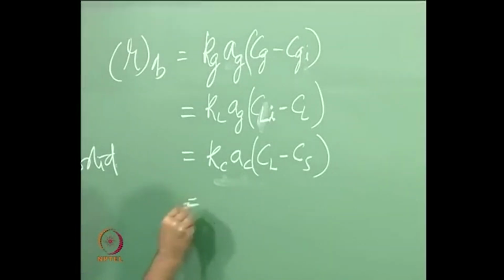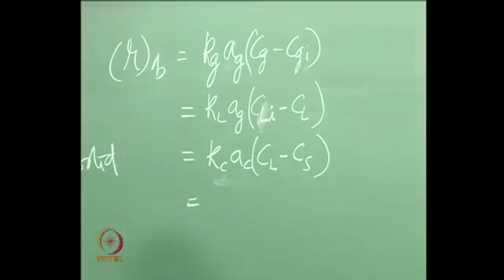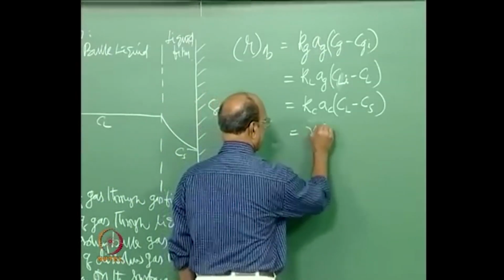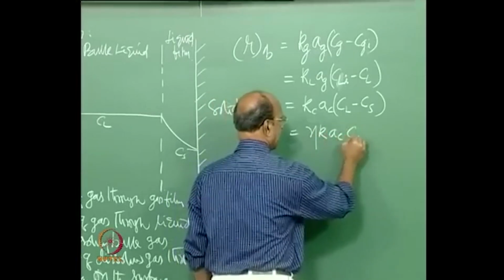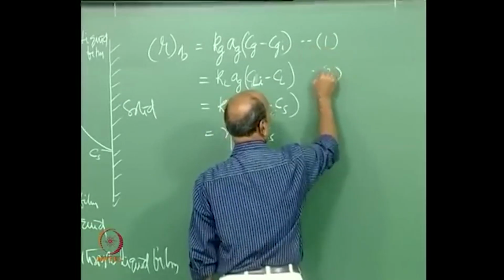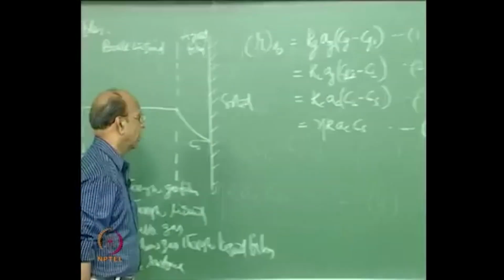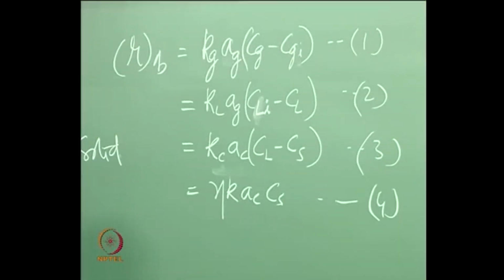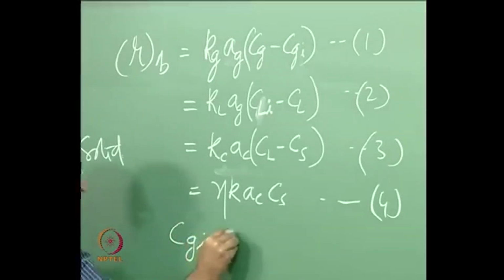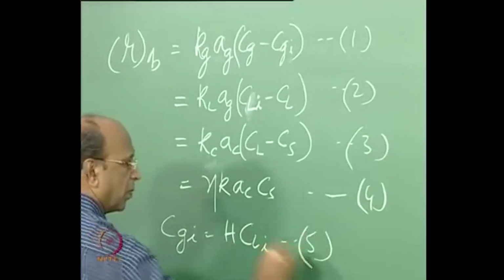Thank you. So then the next step is all these 3 steps, mass transfer steps. Then we have the rate of reaction step, where we have eta k Ac Cs. So if I take this one as 1, 2, 3, 4, then you have the fifth equation, that is Cgi equal to H Cli. That is the equation.